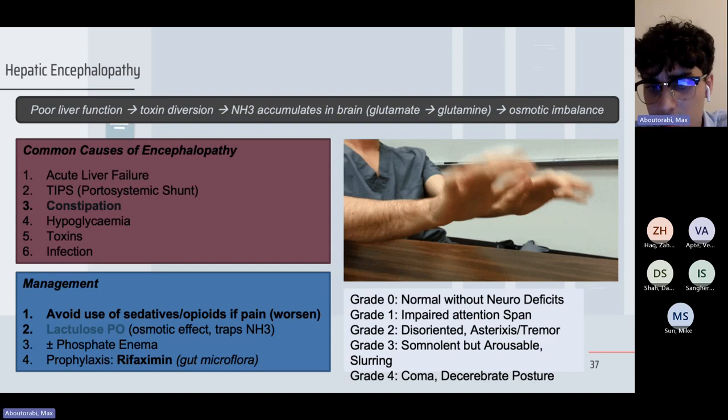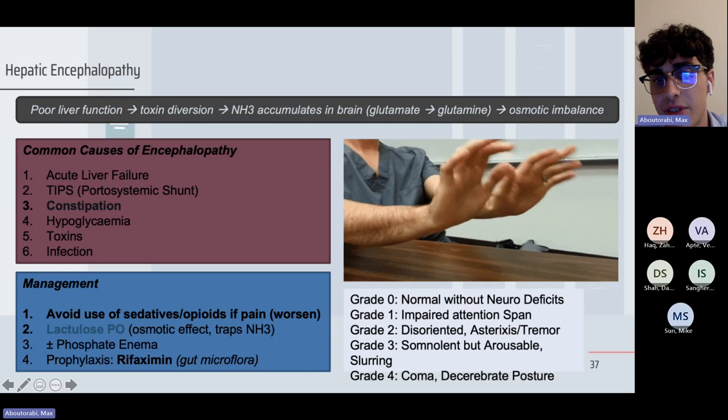Then you can grade this. Your grade zero is normal without neurodeficits, or almost no encephalopathy. Your grade one is impaired attention span. Grade two is disorientation, and you have asterixis, which is when you put your hands out in front of you and you get a tremor. Grade three is somnolent but arousable, and also slurring of the words, so kind of confusion. This is when you'll start to see the GCS drop quite a bit. And then grade four is your coma. So the patient will be completely comatose.